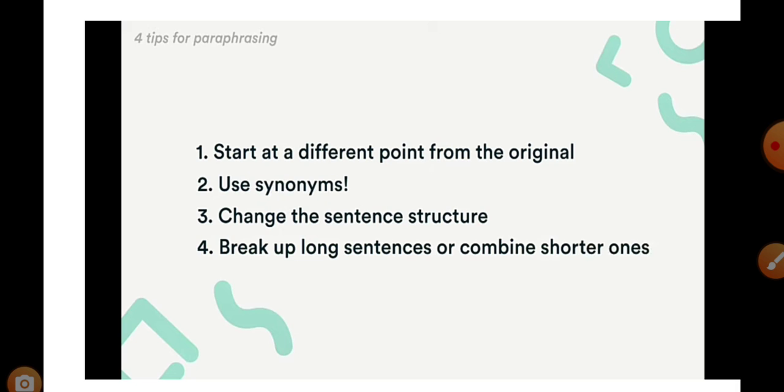Third, change the sentence structure. It is also very necessary that if something in the original passage is in active voice, then in your own text you have to convert it into the passive voice. If something is direct speech, you have to convert it into indirect speech. Fourth is to break up long sentences or combine shorter ones. If the original passage gives you longer sentences, then you have to put shorter sentences to make your passage more precise, more brief and more interesting.